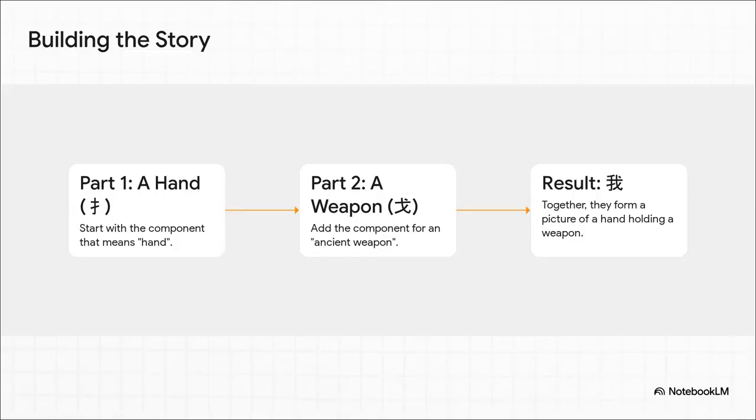Putting it together is actually super simple. You start with the hand on the left, then you add that ancient weapon on the right, and what do you get? The result is a single picture, a hand holding a weapon. It's a perfect example of how Chinese characters are so often just built from these smaller, meaningful parts.